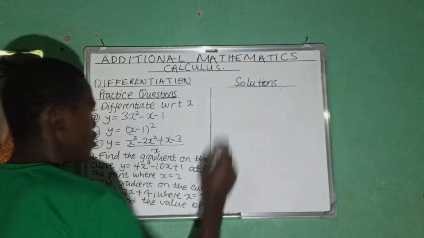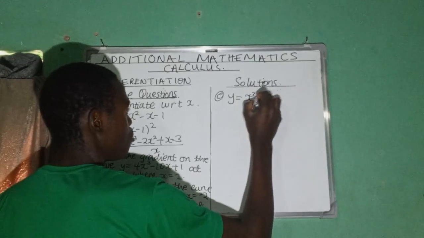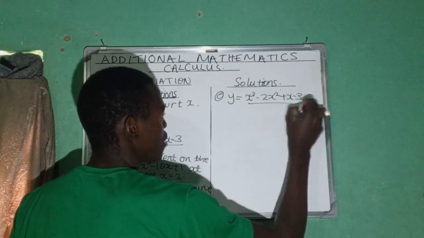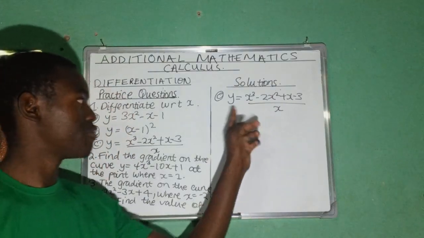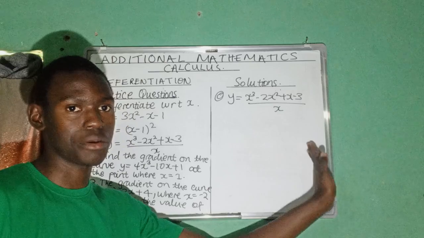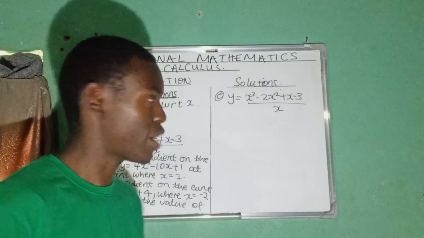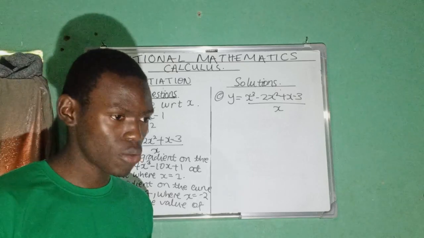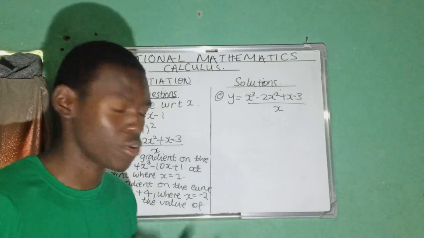Okay, (c) is y is equal to x cubed minus 2x squared plus x minus 3, divided by x. So when you see something like this, you have different terms on top as a numerator, then the denominator is just a single variable. You divide each and every term by that particular variable. That's the simplest way to go about it. Then now we differentiate. So don't complicate anything, don't overthink this simple question.